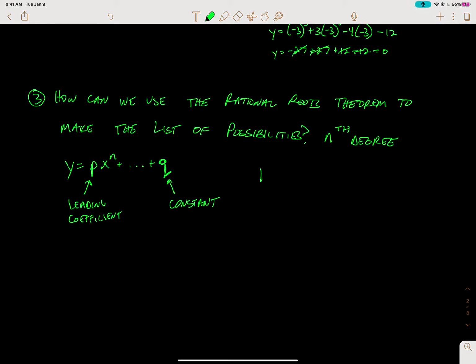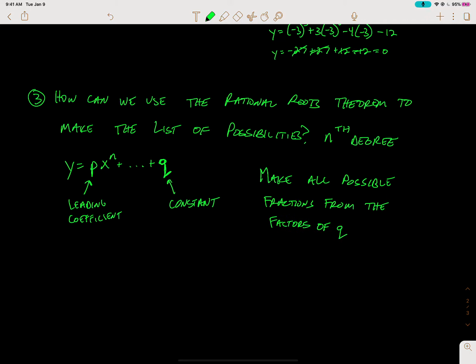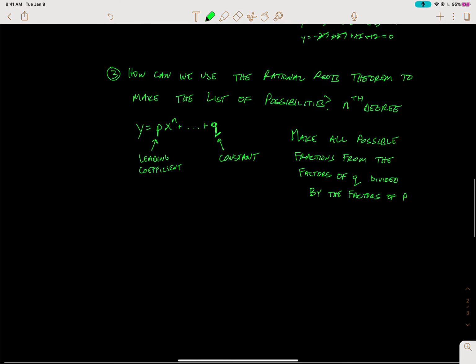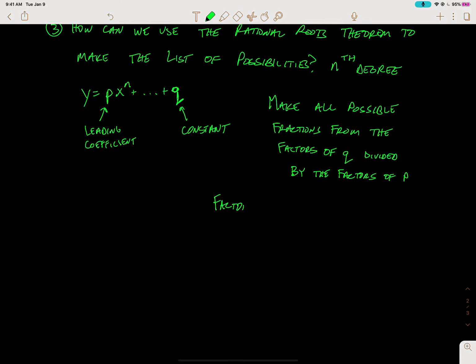We're going to take the list of possibilities: you make all possible fractions from the factors of Q divided by the factors of P. So we can write it like this: factors of the constant divided by the factors of the leading coefficient.